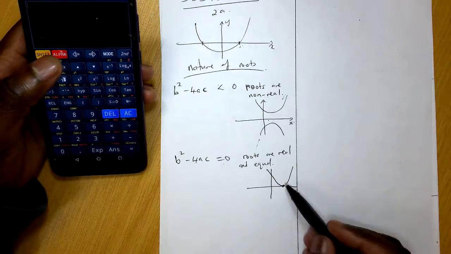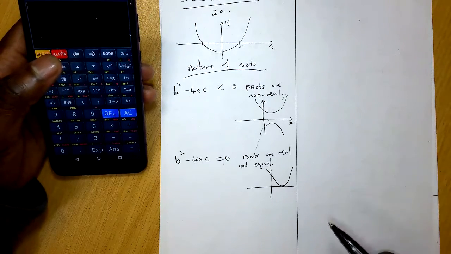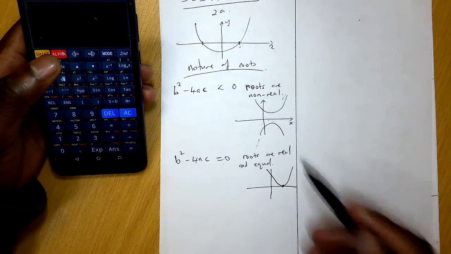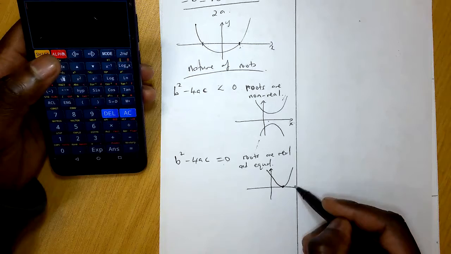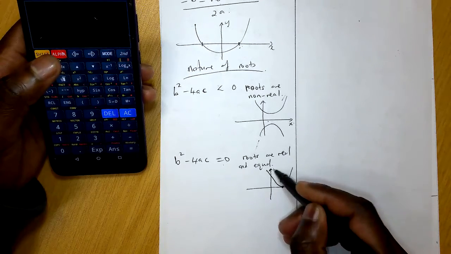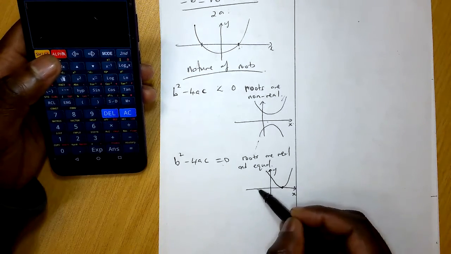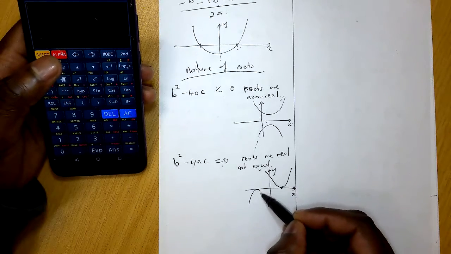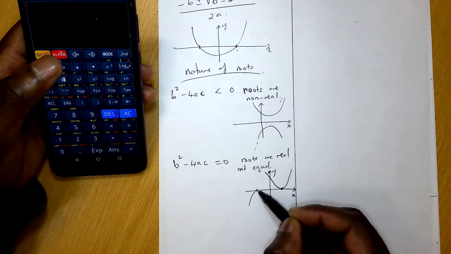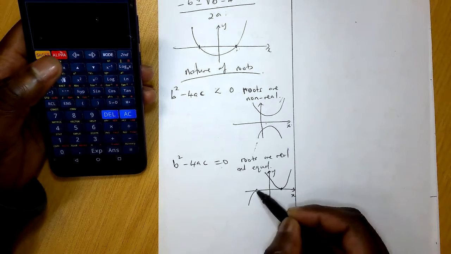So if ever you find two values, what do you call equal roots? It means that your graph is turning at that point. Then it can also be turning down there, depending on the sign of a there.